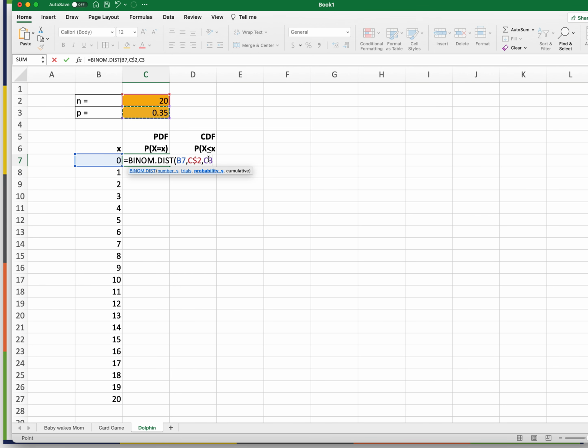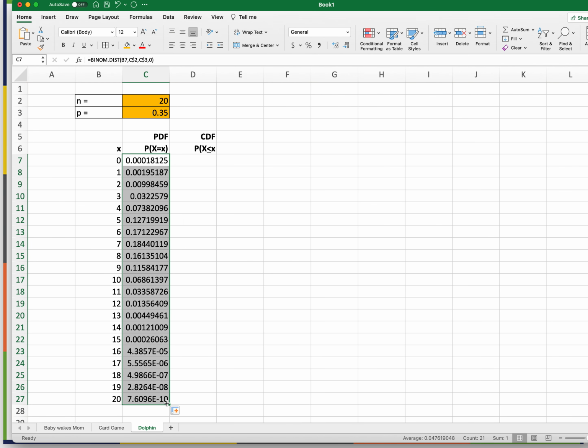And again, I want to put a $ sign, because that's not going to change through the whole problem. And then it says, am I doing a cumulative distribution? I could put the word true if I want cumulative distribution, but I want probability. They use mass function, probability distribution function, probability density function. Those are all simultaneous. True is 1, false is 0, so I only have to put a 0 there. And then I get this probability, and I can copy it all the way down here.